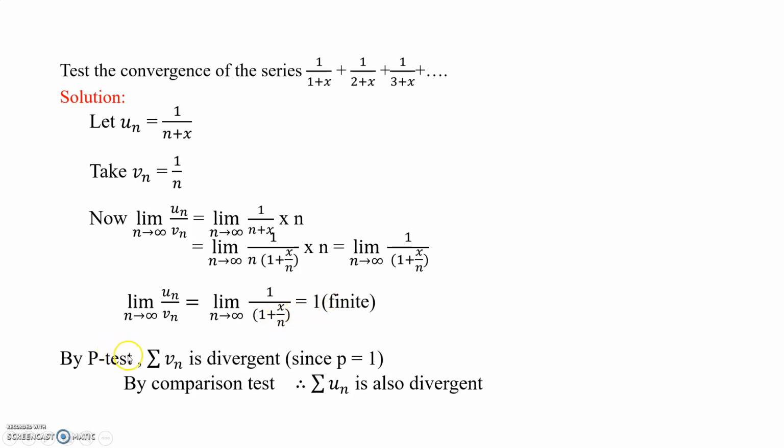By p-test, summation Vn is divergent. That is here n power 1, that is p is less than or equal to 1. The p is less than or equal to 1, it is divergent. This is a finite value. By comparison test, summation Un is also divergent.